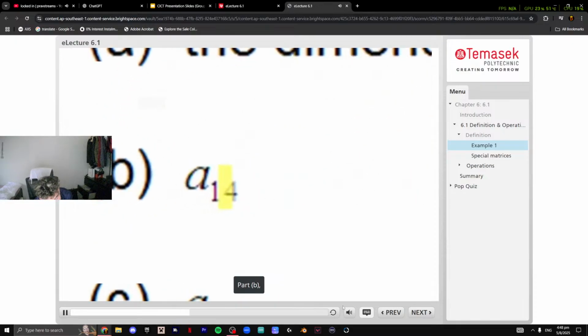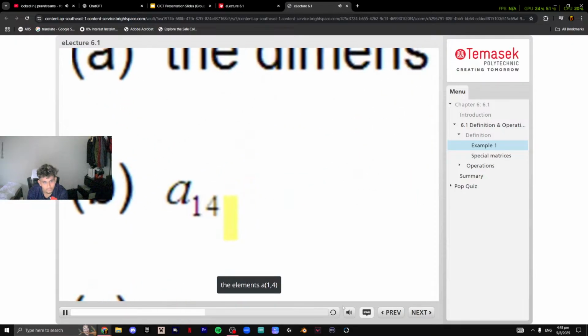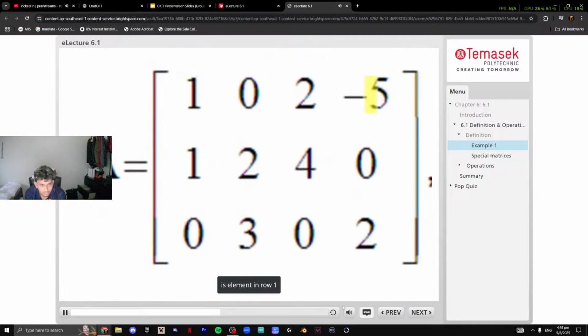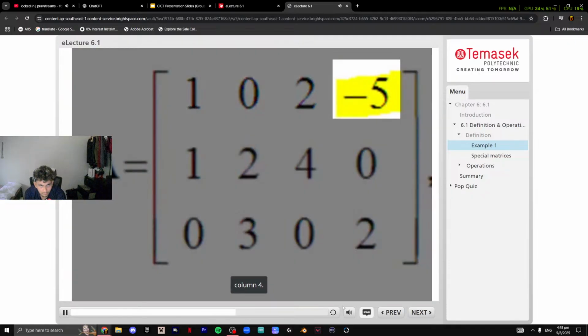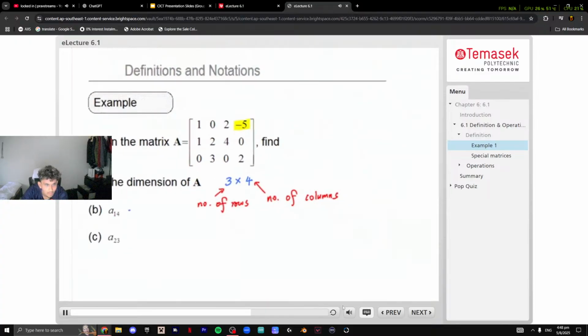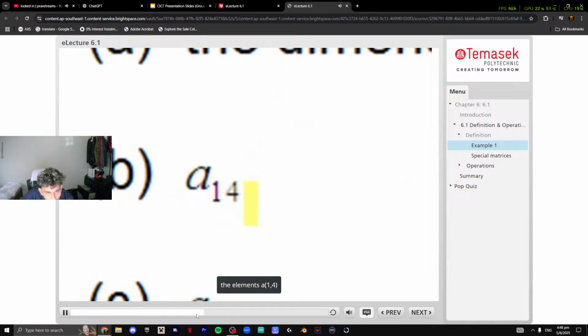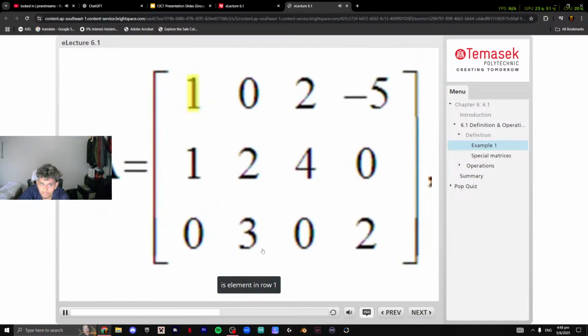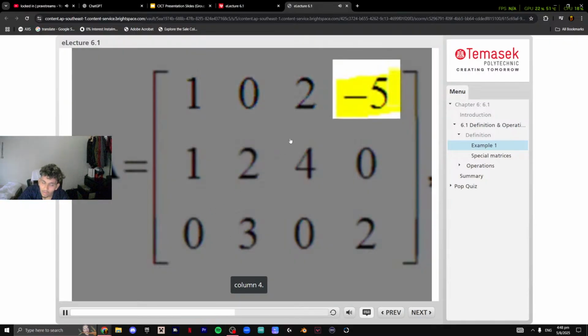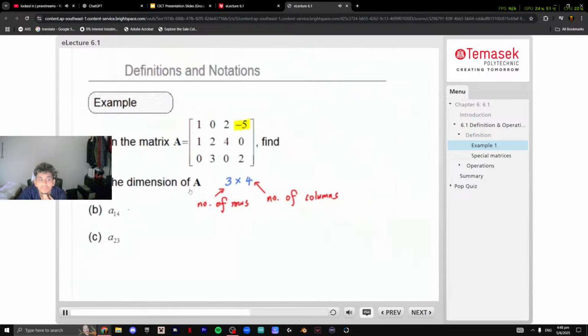Part B, the element A at 1, 4 is the element in row 1, column 4. So it is negative 5. Similarly, part C, we find the element in row 2, column 3. So that's 4.